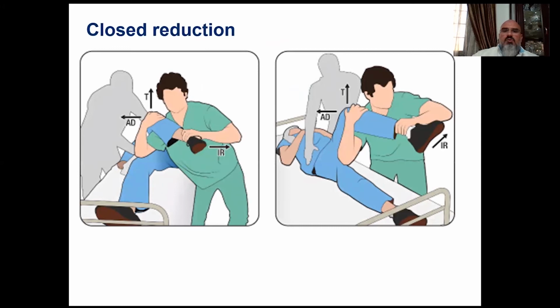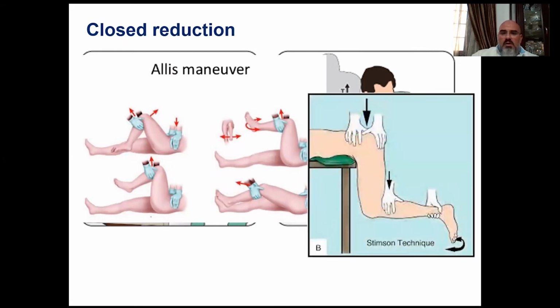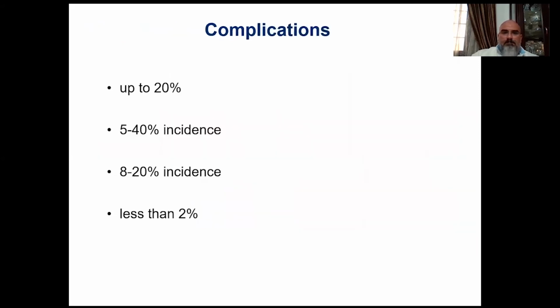Closed reduction has many maneuvers, but the principle of closed reduction is first to do traction and counter traction, pulling in line with the deformity itself until you disimpact the two articulating surfaces. Then you counteract your deformity to get the head inside its acetabulum. Many maneuvers are discussed, like the Allis maneuver or the Stimson technique.